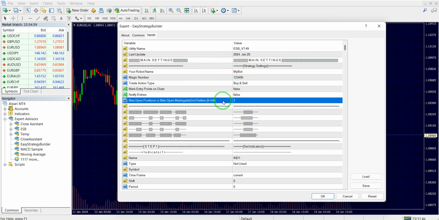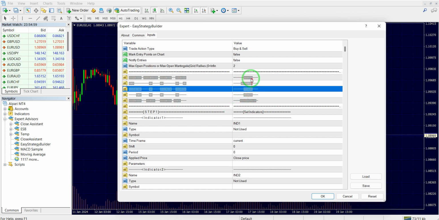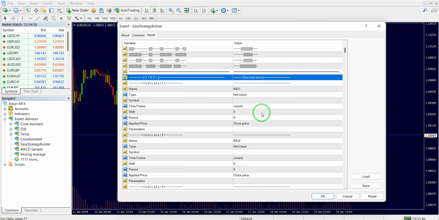After the general settings, you need to go through 7 steps to tell the ESB how your strategy works. The first step, you can see here, is step one. You need to set all the indicators, that means what indicators your strategy uses.